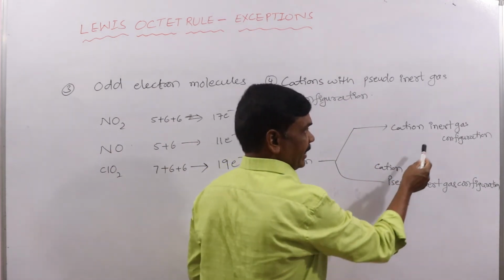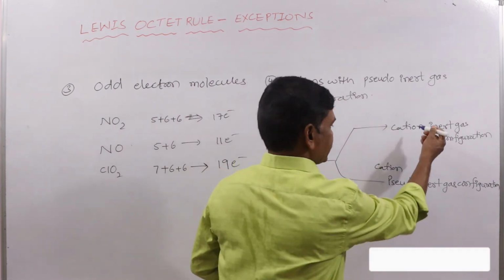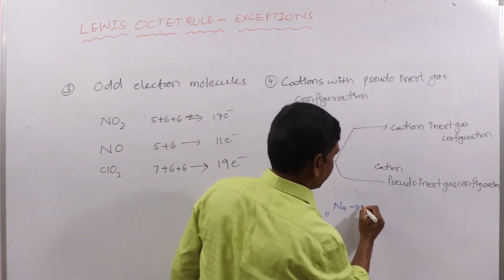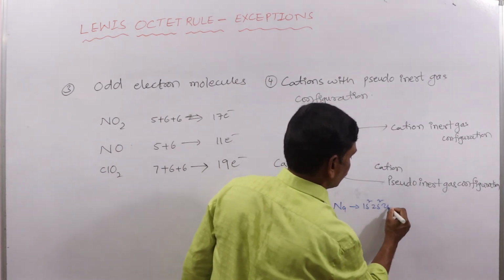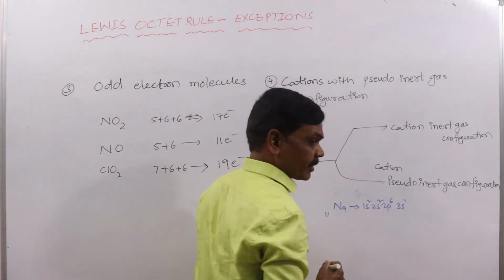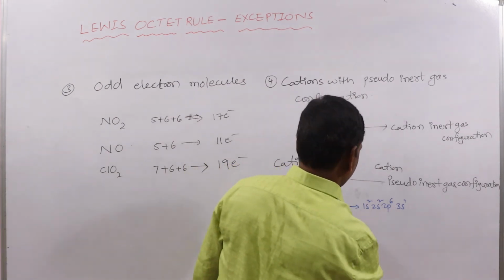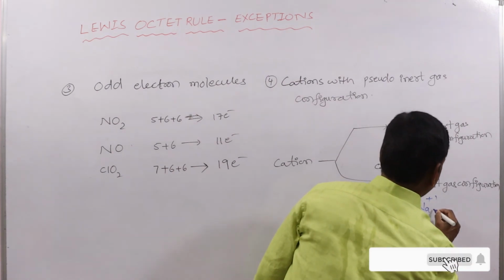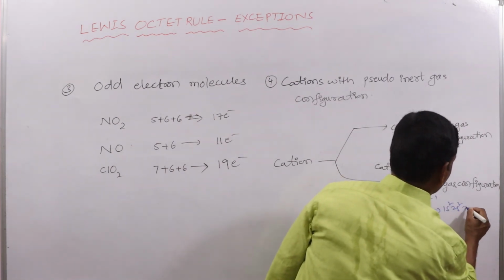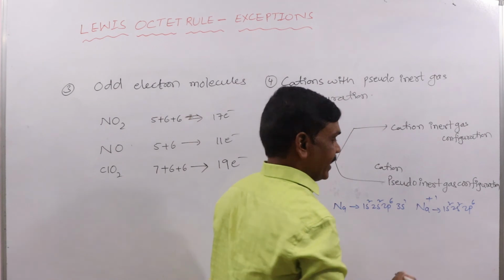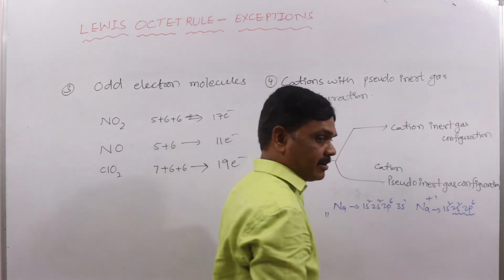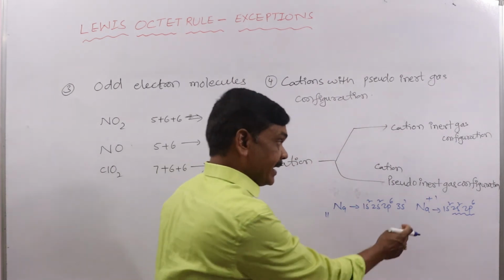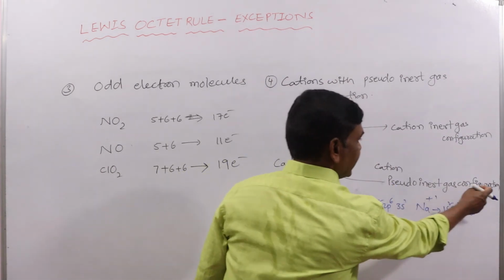So what is the difference between inert gas and pseudo inert gas? For example, sodium: atomic number 11, electronic configuration 1s2, 2s2, 2p6, 3s1. Once it forms the sodium ion, Na plus, the electronic configuration is 1s2, 2s2, 2p6. Here the valence shell contains 8 electrons. That is known as inert gas configuration.